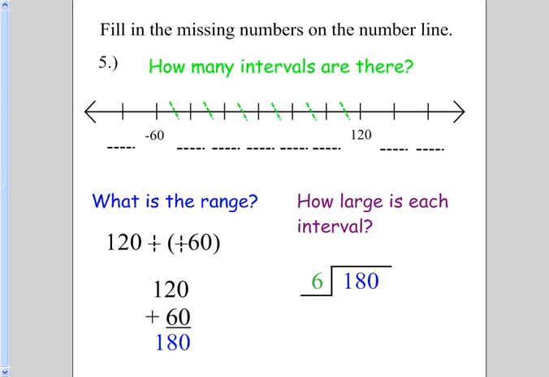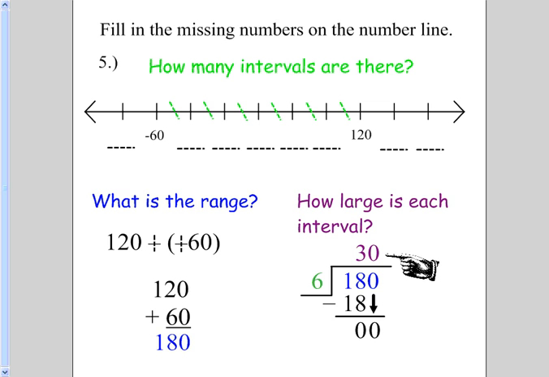6 goes into 18 3 times. 3 times 6 is 18. And that goes evenly, 0. And we have another 0 that we can bring down, but 6 does not go into 0. So we need to make sure that we put a 0 up above to indicate that. 6 times 30 is 180. That is the distance, the interval for each one of those different spaces up above.